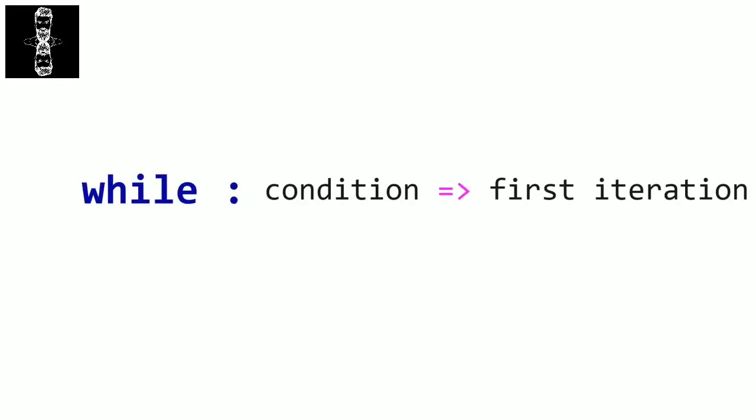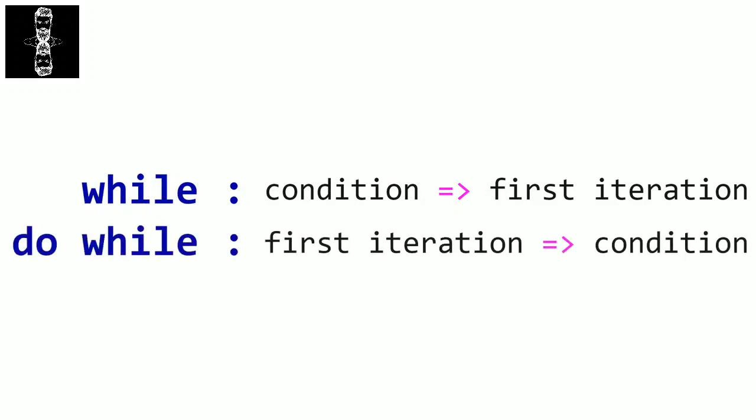Welcome to this video. Now let's talk about the do-while loop, another type of loops in C language. First, you have to know that the while loop and the do-while loop are very similar but not totally. The main difference between them is that the while loop evaluates the condition before the first iteration and the do-while loop evaluates the condition after the first iteration.